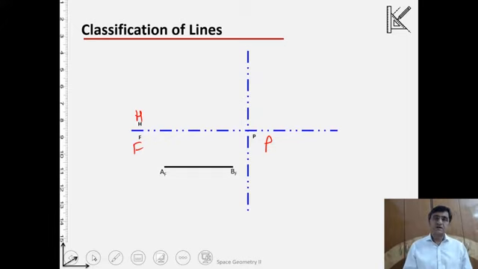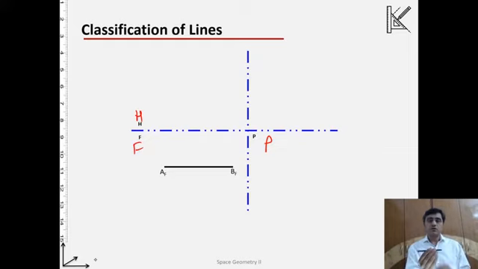So there is a line, and the characteristic of this line is that it is parallel to the frontal plane, as well as parallel to the horizontal plane. So what will happen, this line will have a normal view, true length onto the frontal plane. It will have a true view or the normal view onto the horizontal plane, while this line will have a point view onto the profile plane.